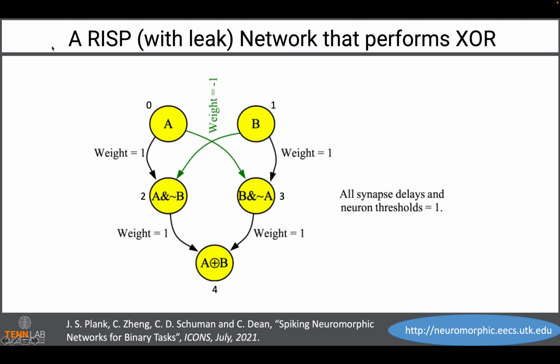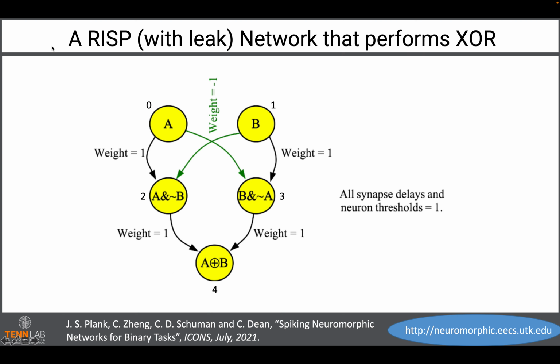There is an output neuron, that's neuron 4, which is denoted A XOR B. And then there are two hidden neurons in the middle there, neurons 2 and 3. We have 6 synapses. Every synapse has a delay of 1 and a weight of either 1 or -1. The negative ones are in green. And all of the neurons have thresholds of 1.